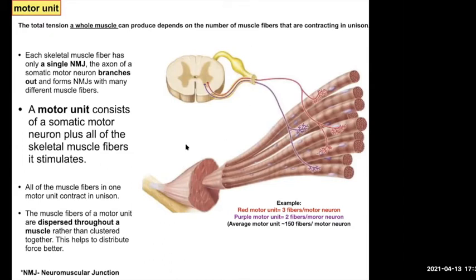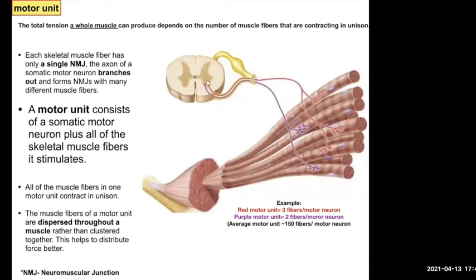Each skeletal muscle fiber over here has only a single neuromuscular junction. Here's the whole length of it. If this was your sartorius muscle, that straps across the front of your leg right there, those fibers could be over 2 feet long in some people. It has a single neuromuscular junction, just one for each fiber, no matter how long it is.